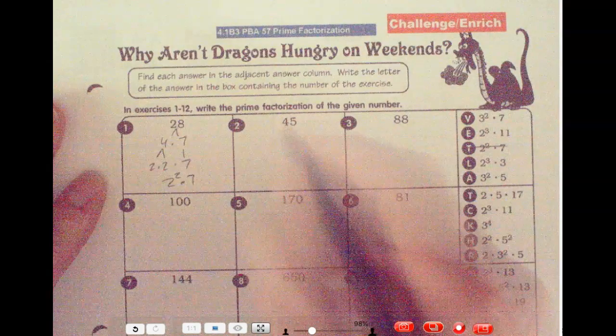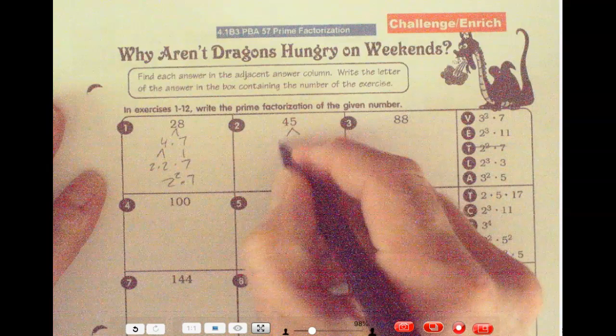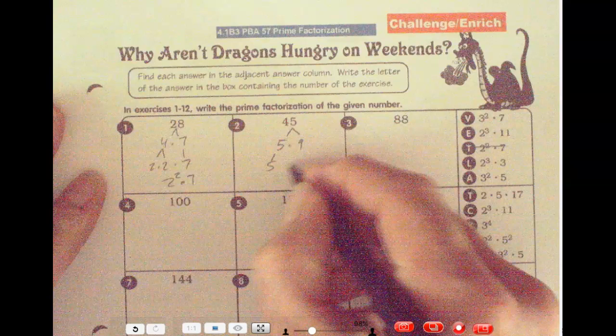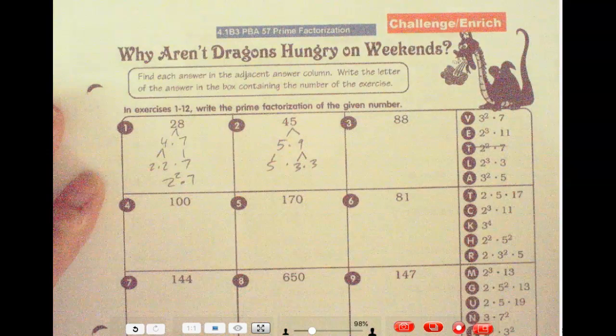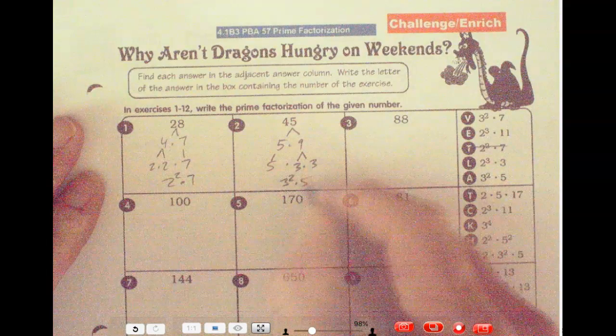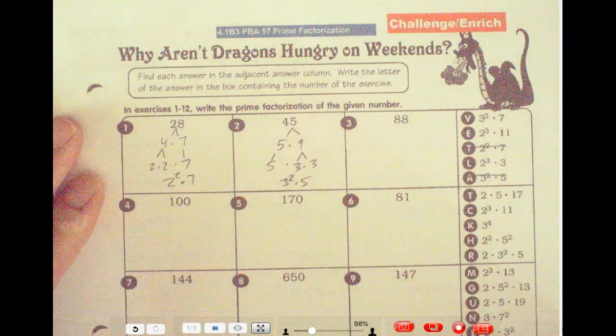So 45 is going to be 5 times 9. 5 is prime. 9 is not. We can break that down into 3 times 3. They're all primes now, so we can gather them up. 3 squared times 5, and we can cross that bad boy off. 3 squared times 5, and for number 2, we can put down an A.